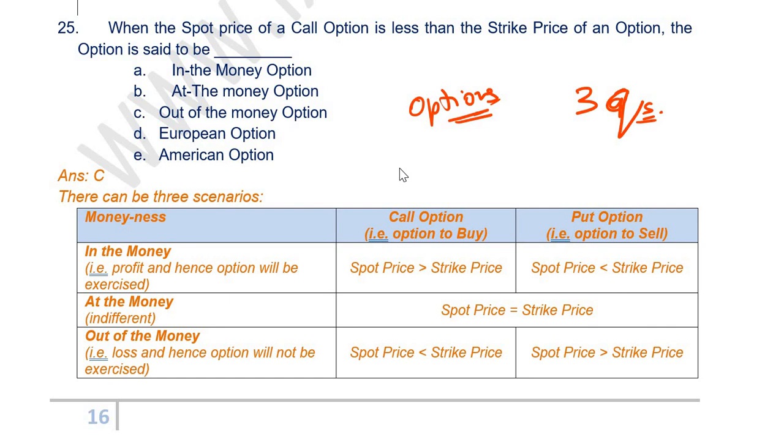Third question related to options, where the moneyness concept was checked: if the spot price is less than the strike price in case of a call option, will it be called in the money, out of the money, European option or American option. The correct answer is out of the money, because in a call option, if you can buy at a lesser price in the market rather than through the option, you will choose not to exercise it. Basically you are saying it is out of the money.